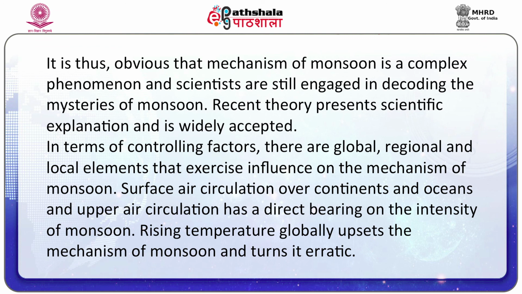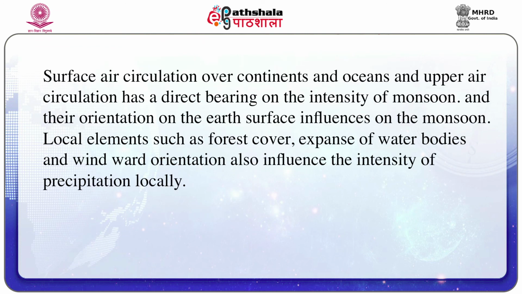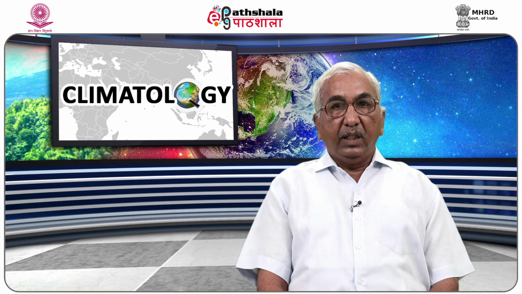In terms of controlling factors, there are global, regional and locational elements that exercise influence on the mechanism of monsoon. Surface air circulation over continents and oceans and upper air circulation have direct bearing on the intensity of the monsoon. Rising temperature globally upsets the mechanism of monsoon and turns it erratic. Regional elements such as land barriers, distribution of ocean conditions, and orientation of the earth's surface influence the monsoon. Local elements such as forest cover, expanse of water bodies, and windward orientation also influence the intensity of precipitation locally.